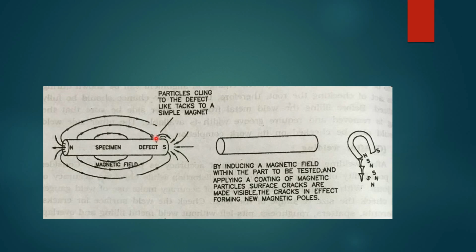So what do we have to do in this particular test? Iron oxide powder is applied on the component. Then the powder gets accumulated at the place of defect where new poles are developed. As I said earlier, there will be a north pole over here and a south pole over here. The accumulation of powder over here will indicate the place of defect. So this test is used to reveal defects on the surface and subsurface.